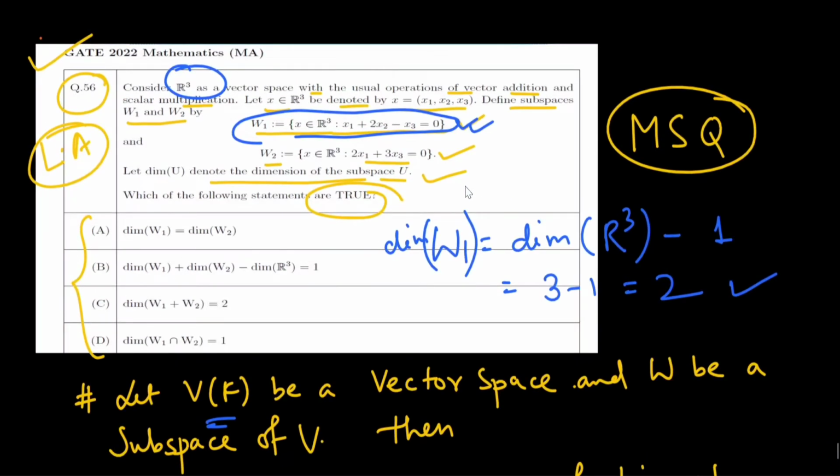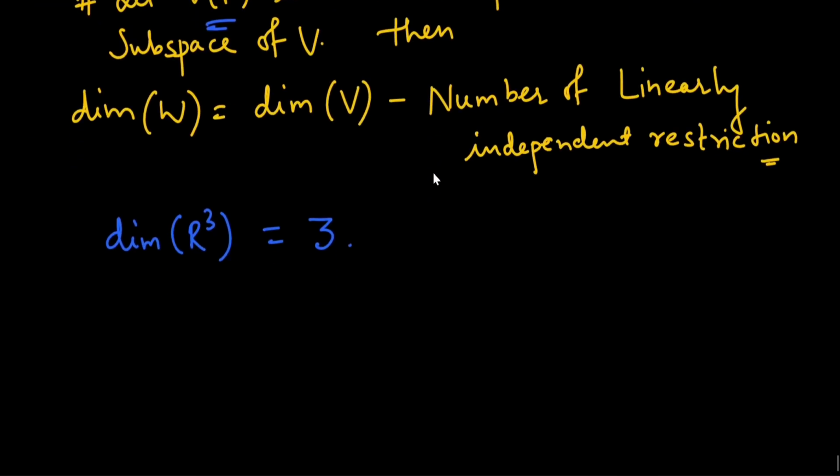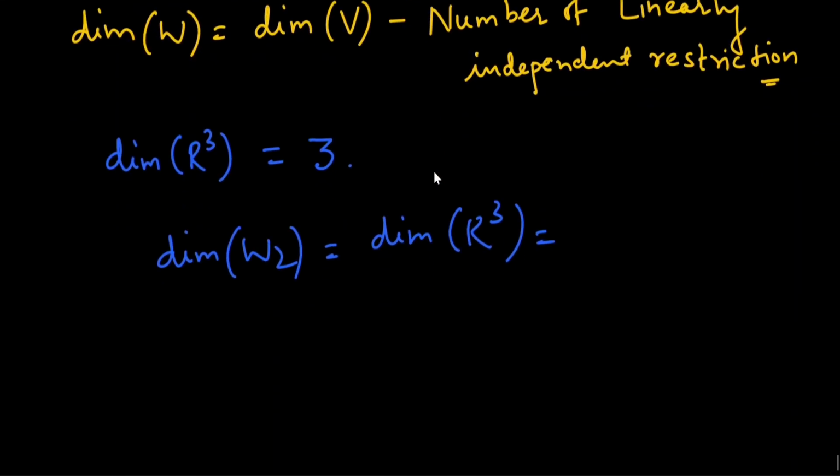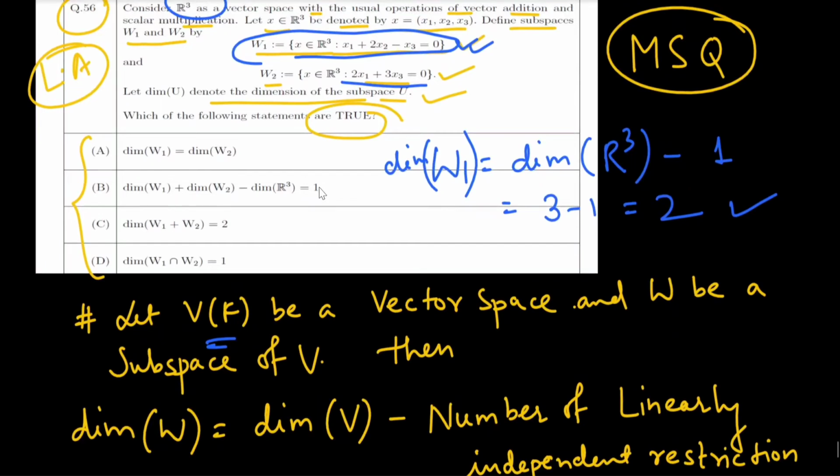Now the second one is W2 = {2x1 + 3x3 = 0}. Again dimension of W2 is dimension of R3 minus the one linearly independent restriction in W2, so clearly minus 1. So 3 minus 1 is also equal to 2. So dimension of W1 is 2 and dimension of W2 is also 2. So option A, dimension of W1 equal to dimension of W2 equal to 2, is correct here.